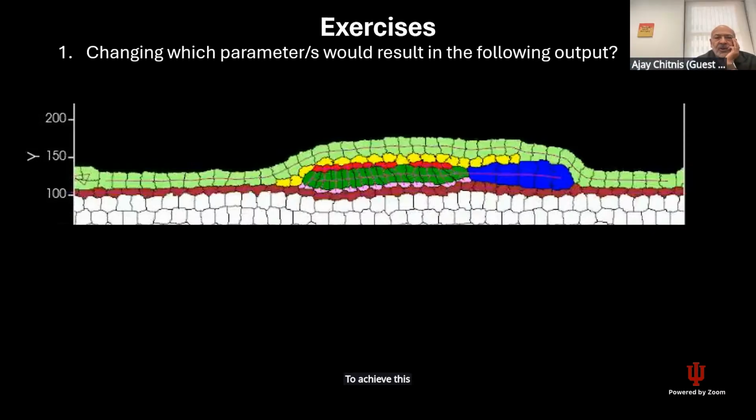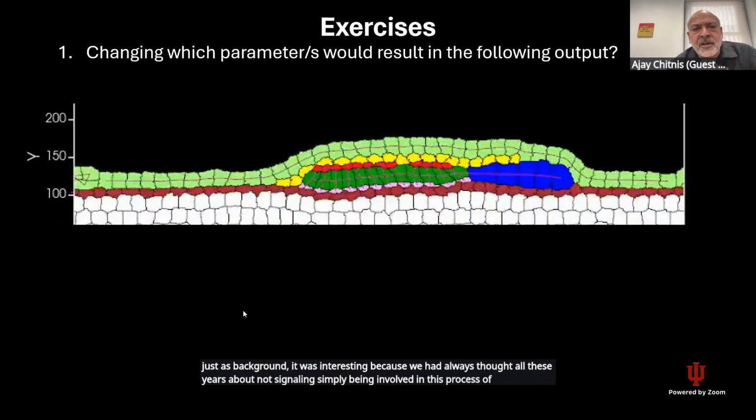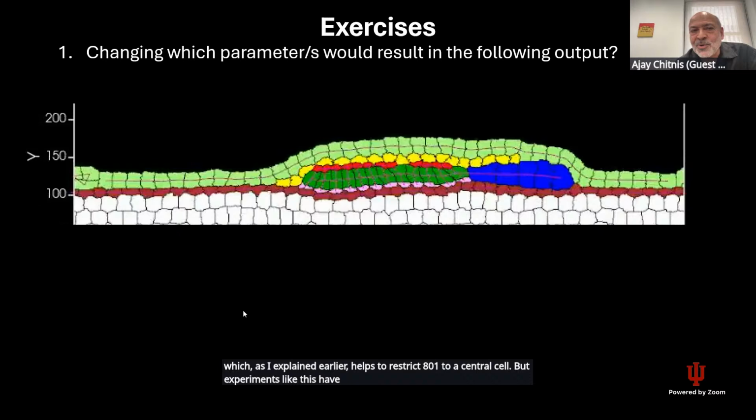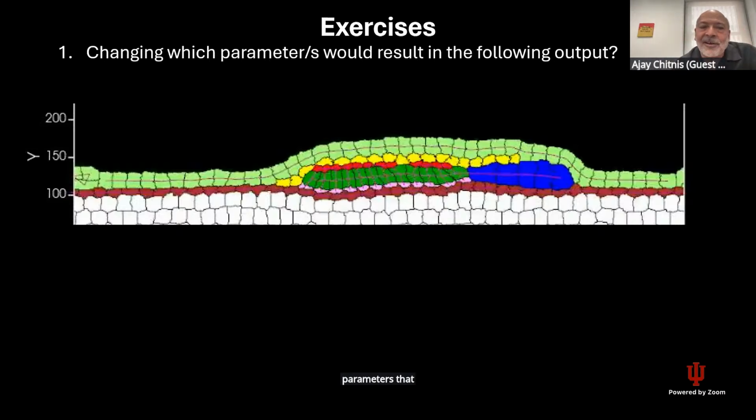So what Abhishek is showing is what actually happens in an embryo when notch signaling is exaggerated in the entire primordium. As background, it was interesting because we had always thought all these years about notch signaling simply being involved in lateral inhibition, which, as I explained earlier, helps to restrict ATO1 to a central cell. But experiments like this have revealed that it has this other complementary role in determining the cohesiveness of the cells and various parameters that affect cohesion.